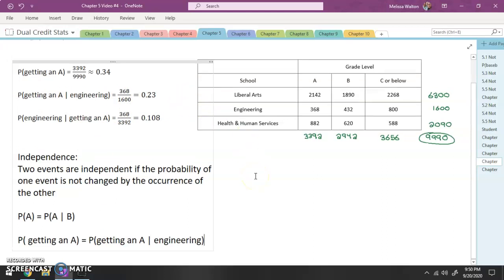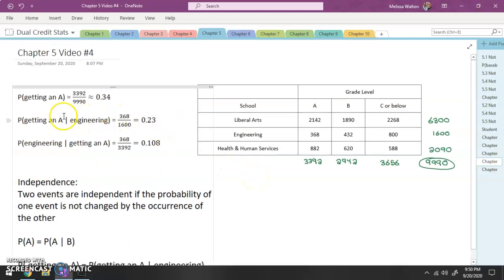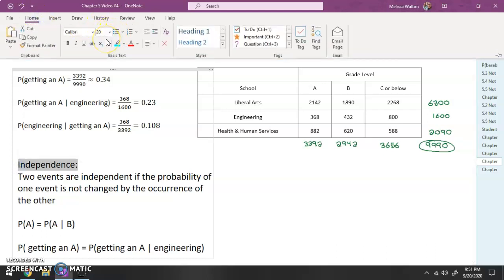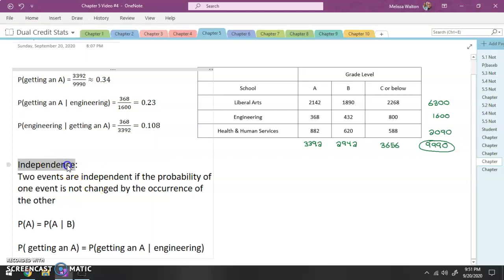So, a few things from this video. First off, notation. These are conditional probabilities, so we are no longer looking at the overall population, we are looking at a specific subset. And finally, independence. Two events are independent if the occurrence of one does not affect the other. In this case, these are not independent events. These probabilities are not consistent across the schools.